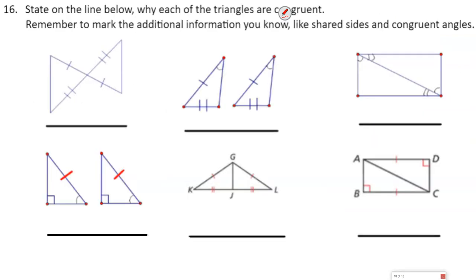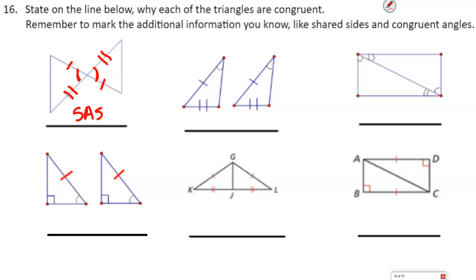All right. So this next one says state on the line below why each of the triangles are congruent. Remember to mark the additional information you know, like shared sides and congruent angles. So here we can mark these angles because they're vertical angles, right? So what do we have? A side, an angle, and a side. A side, an angle, and a side. So this is side, angle, side.